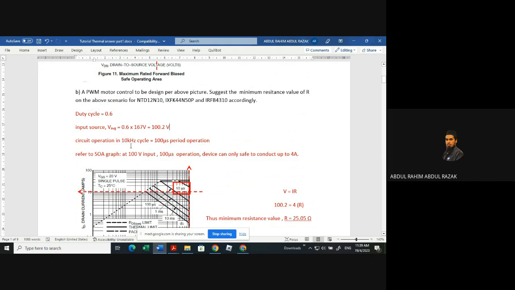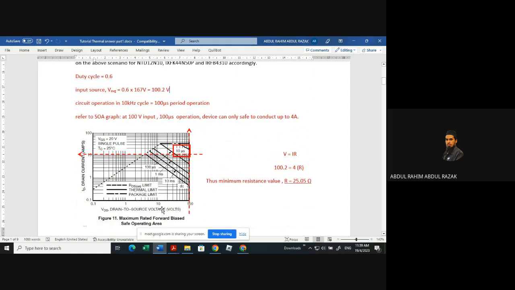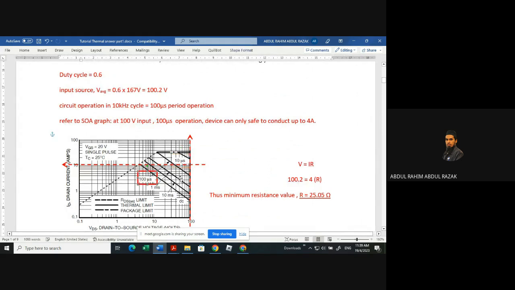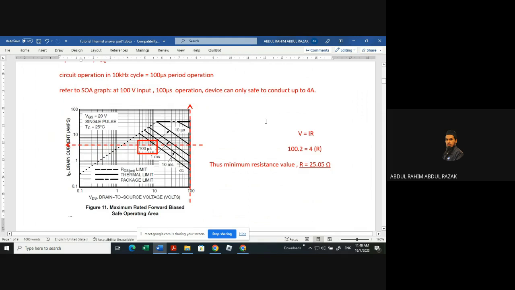When you operate in 10 kilohertz of operation cycle, you can refer to your graph, the line which indicates the 10 kilohertz, which is 100 microseconds. So 100 microseconds at 100 volt input, your range of limit is how much? Up to 4 amperes. 1, 2, 3, 4. And just now, untuk DC, so this is the level. So for 100 volt and 100 microsecond here, this is the limit. You can conduct up to 4 ampere.